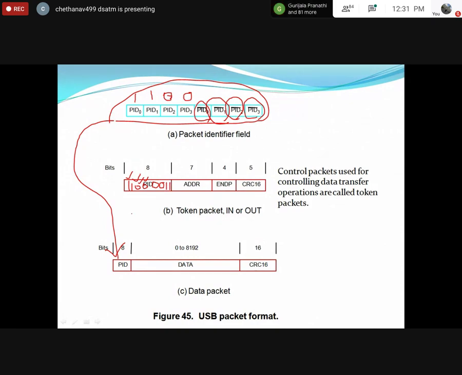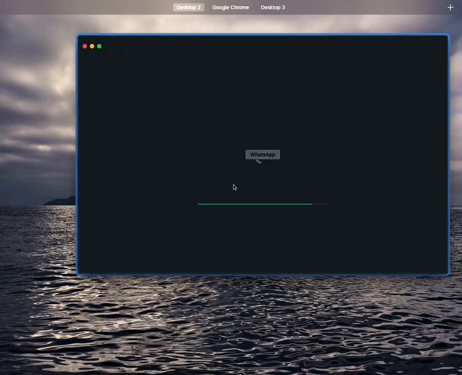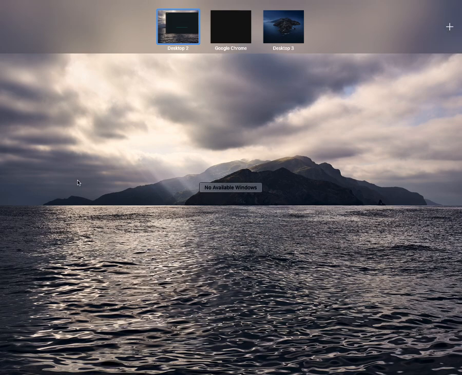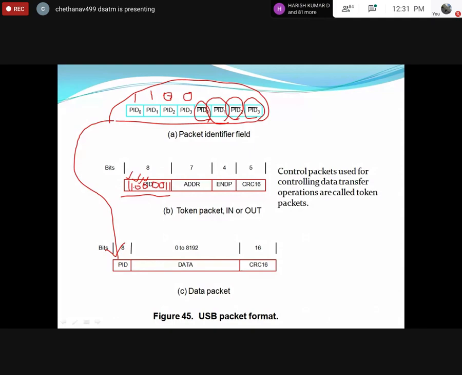Even though PID is only 4 bits, I will consider it as 8 bits by doing a small replication, where 1 is changed to 0 and 0 is changed to 1. So totally, how many bits? 8 bits. And why do we require this negate operation?